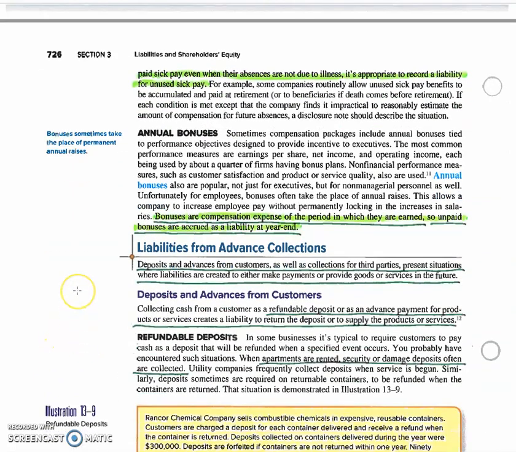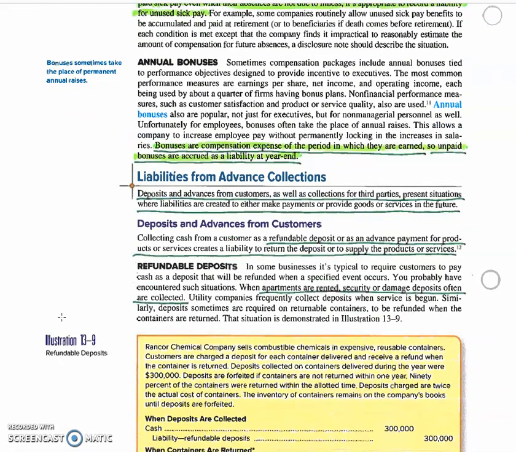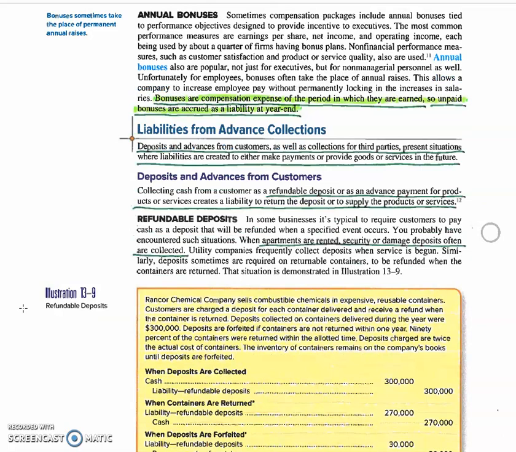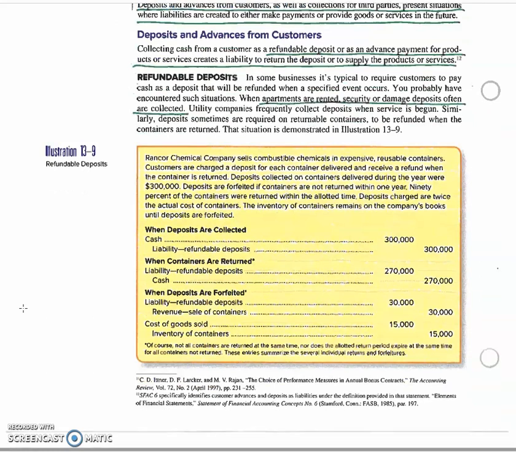Now, deposits and advances from customers. For example, customers purchasing a gift card. At the time the customer makes the purchase, we debit cash, we credit a liability, deferred revenue or unearned revenue. Then when the customer uses the gift card, we debit unearned revenue or deferred revenue and credit the sales revenue account. So they kind of walk you through that.